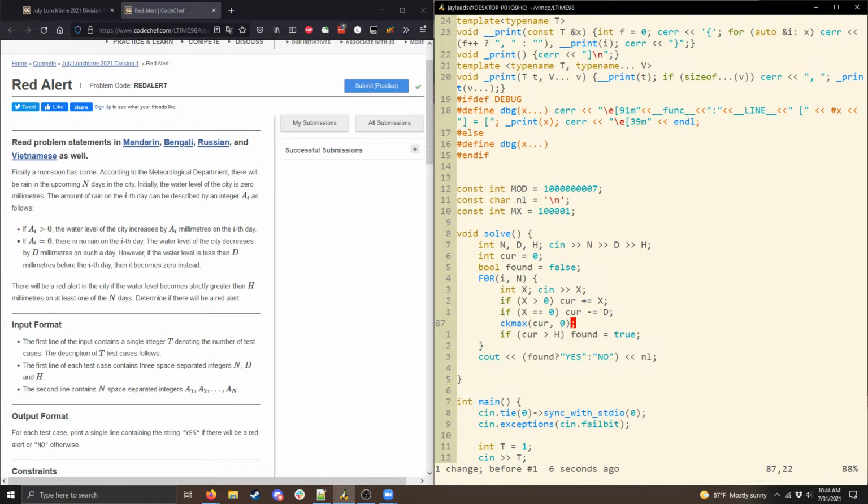And then if the current water level is greater than h, then I set found to true. So again, a pretty direct simulation and implementation problem.